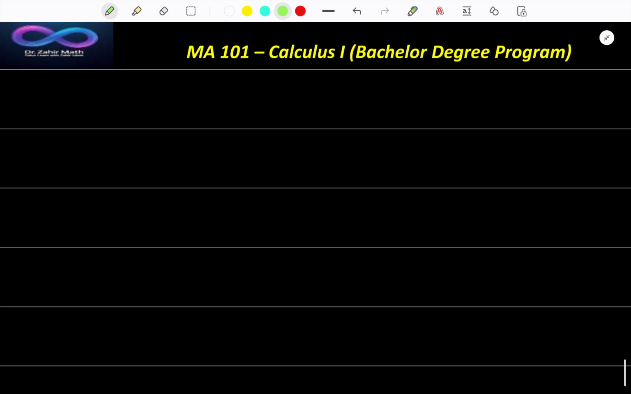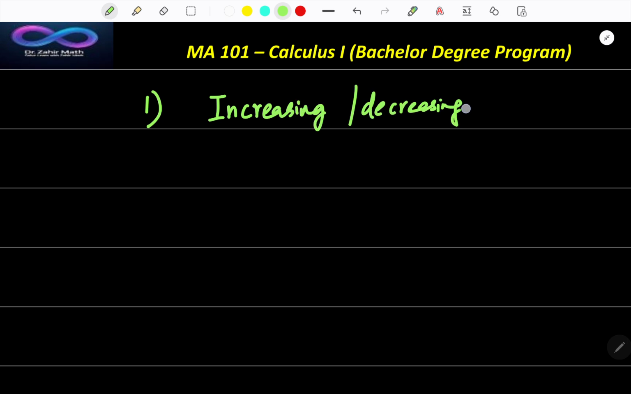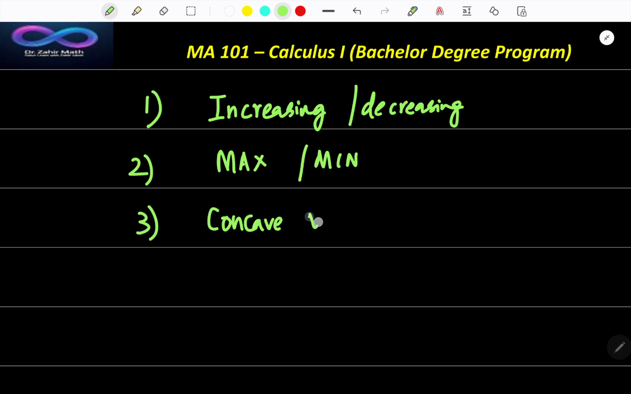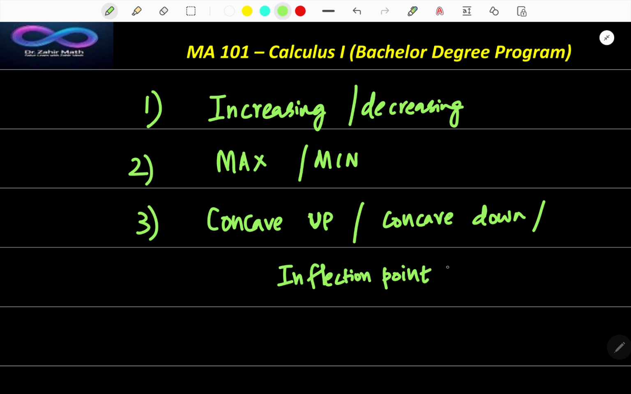So what are the things we studied? The first one is increasing, and then decreasing we studied. Next we studied maxima and minima values. And the next we studied concave up and concave down, and we studied inflection points and inflection point value also. So all these things you keep in your mind.